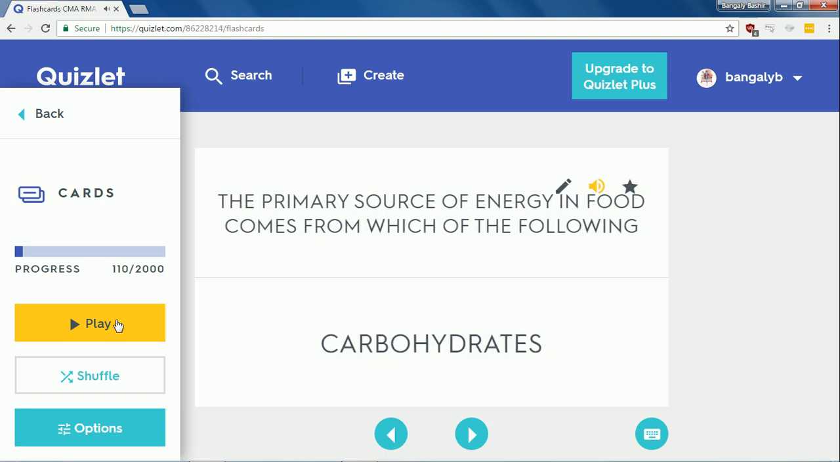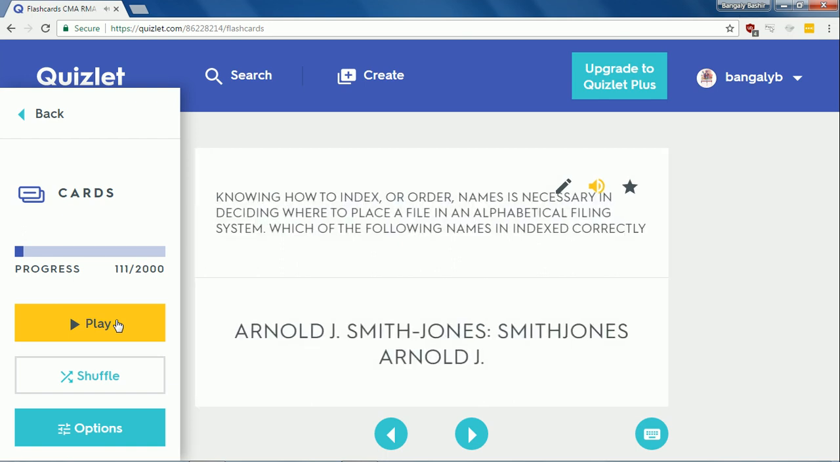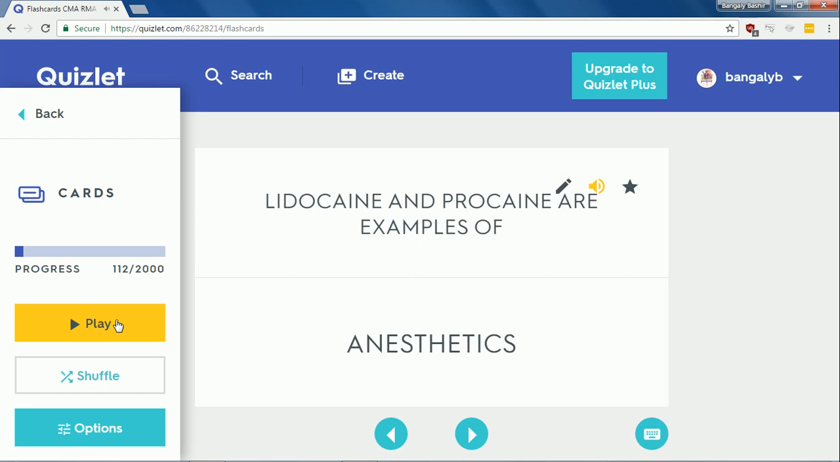The primary source of energy in food comes from which of the following? Carbohydrates. Knowing how to index or order names is necessary in deciding where to place a file in an alphabetical filing system. Which of the following names is indexed correctly? Arnold J. Smith Jones, Smith Jones Arnold J. Lidocaine and procaine are examples of anesthetics.